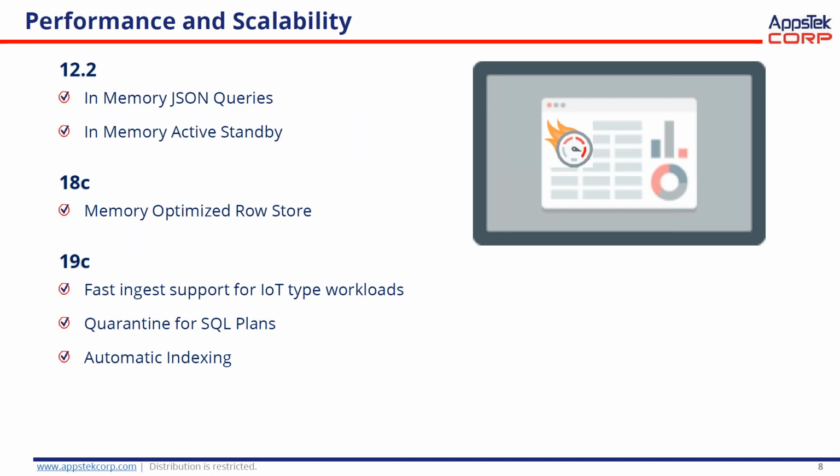First one is performance and scalability. In 12.1, we saw the in-memory column store and engineered systems. In 12.2, they added in-memory JSON queries and in-memory active standby. In 18C, they came up with memory optimized row stores. And in 19C, they came up with fast ingest support for IoT type workloads, quarantine for SQL plans, and the great new feature, automatic indexing.